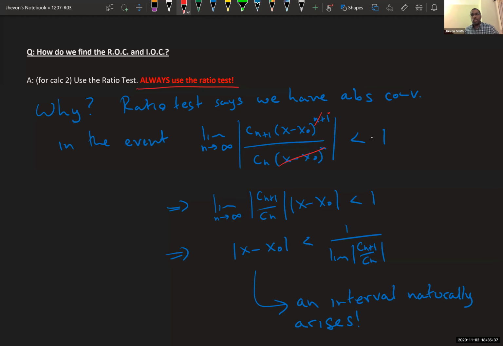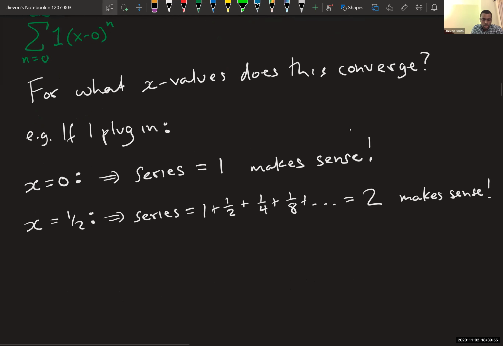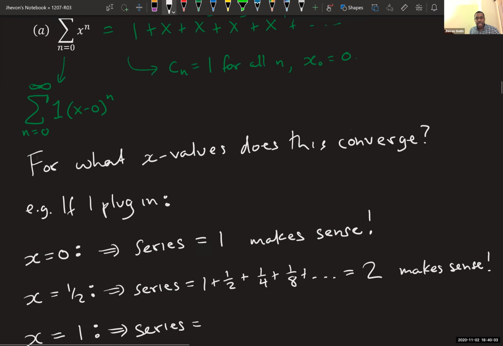Now you might be thinking, oh, well, this guy's a really nice series. I can plug in anything and it's going to actually make sense. In the first case, I plug in x equals 0 and it works out. It adds up to 1. If I plug in x equals a half, that also works out. It adds up to 2. Here's another example. If I were to plug in x equals 1, what would happen to the series at x equals 1?